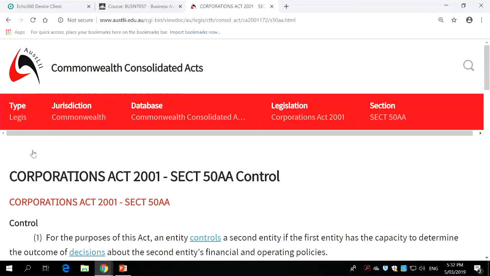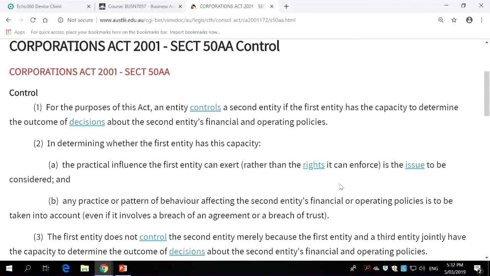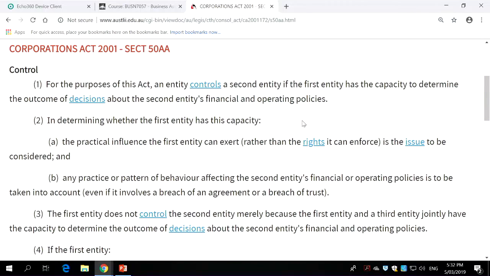Okay, controlled entities. What is a controlled entity? Section 50AA tells us that an entity controls a second entity if the first entity has the capacity to determine the outcomes of decisions about the second entity's financial and operating policies. So it's really the last part of that subsection there. Does one entity have the capacity to determine the outcome of decisions about the second entity's financial and operating policies?